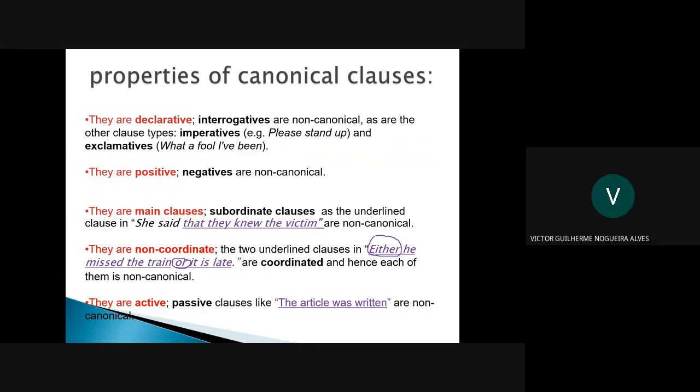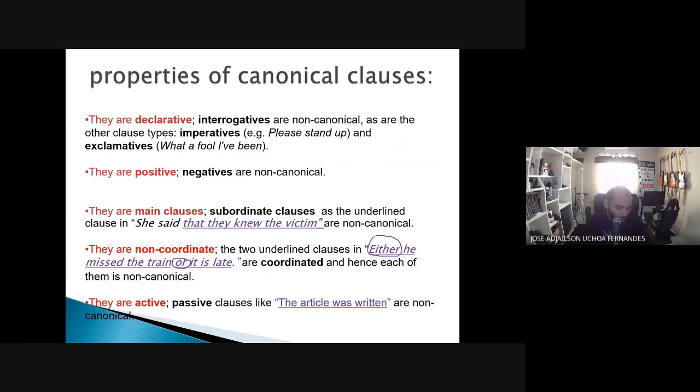No. Why are you learning this? Why are you learning to distinguish canonical from non-canonical? Because if you know how to identify non-canonical structures and are able to turn them into canonical, it will make your syntactic analysis easier. It's like solving the smallest part of the equation to then, in a later moment, go back to the biggest equation.